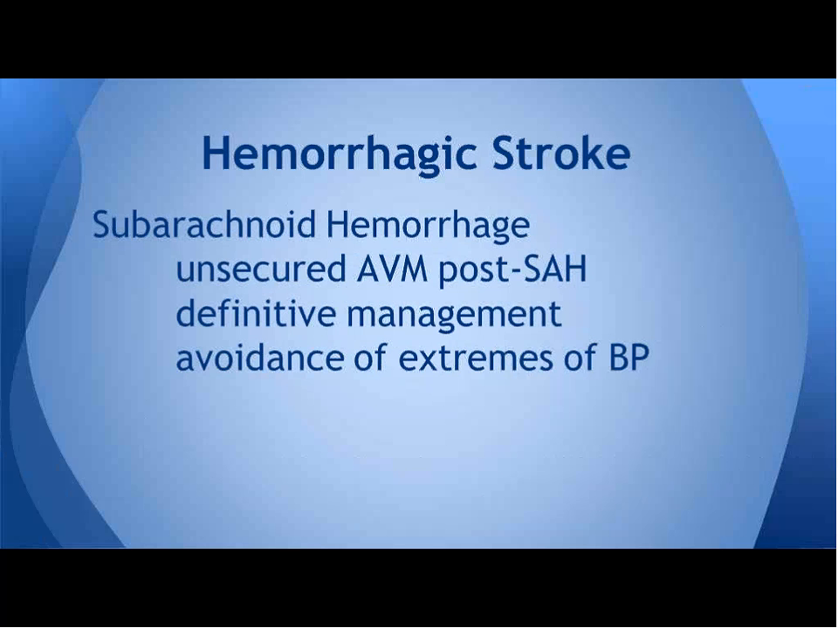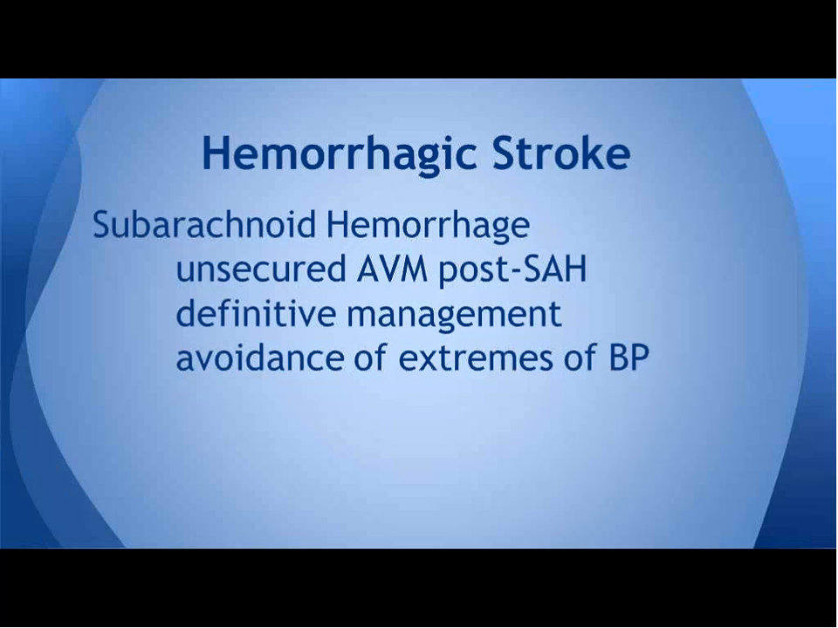Subarachnoid hemorrhage, when you have an unsecured AVM post-subarachnoid hemorrhage, your goal is definitive management within 24 hours. So these patients aren't typically being rushed to endovascular procedures where they're having coiling or clipping within 5 hours. These patients will be going to surgery. If they present in the morning, they may go for the procedure the next day or later on that evening.